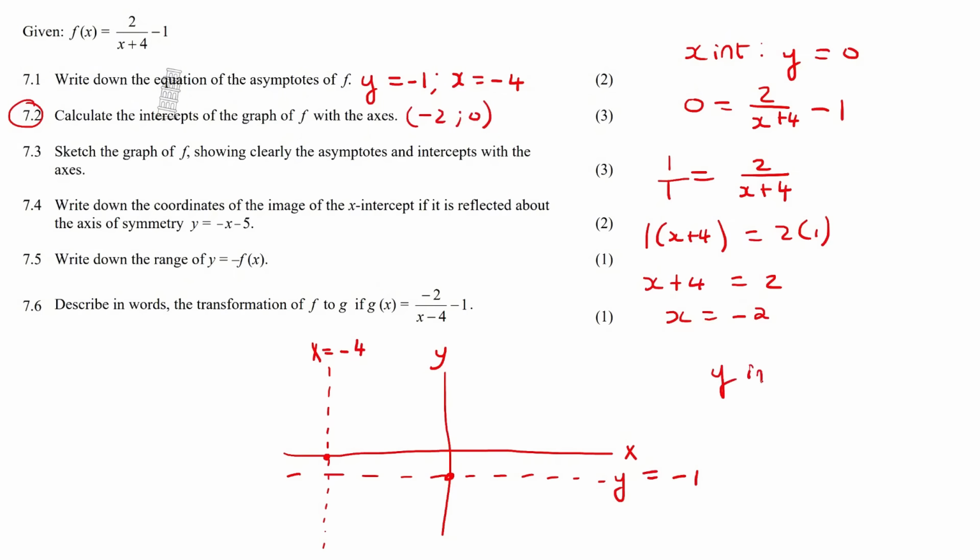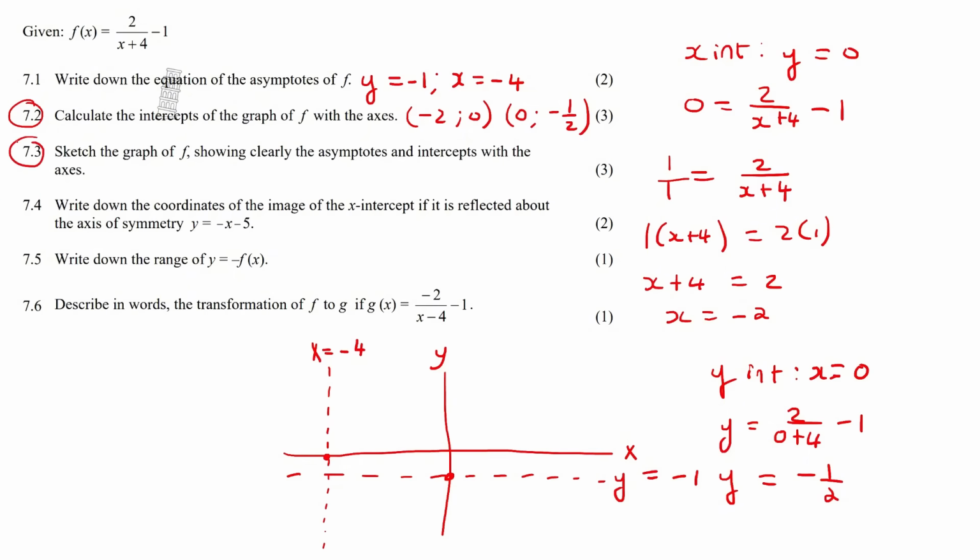So you're going to say -2 and 0 for the x-intercept. Then to find the y-intercept, you make x 0. This is even easier. You're then just going to say y equals 2 over 0 plus 4 minus 1, and that would end up giving you -1/2. Okay, so that's going to be x is 0 and y is -1/2.